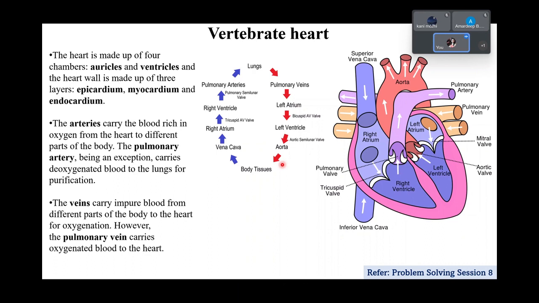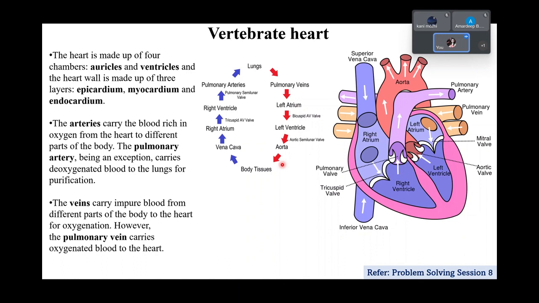So the movement is always unidirectional. It will just enter the atrium and move to the ventricle and then to the next channel. From the right ventricle, it moves to the pulmonary artery, from where it will be carried to the lungs for purification. Now at these sites, you see these names: tricuspid valve and pulmonary semilunar valve.